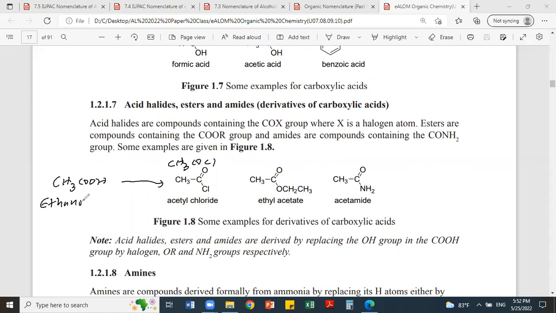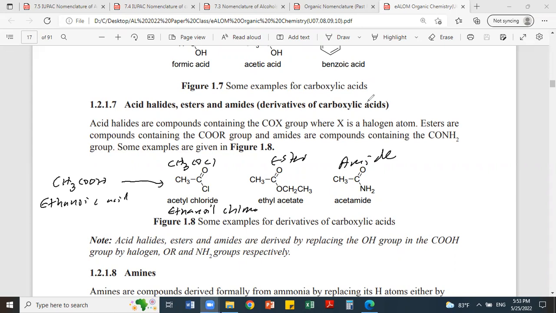Eth means 2 carbon. Ethanoic acid. This is ethanoyl chloride. That is called ethanoyl chloride. So acetyl means this is 2 carbon here. That's why. So ethanoyl chloride. So this is the ester group. Therefore, carboxylic acid can be converted to any of these. So this is the ester. This is the amide. If you want to write that separately, wait, I'll share this one.